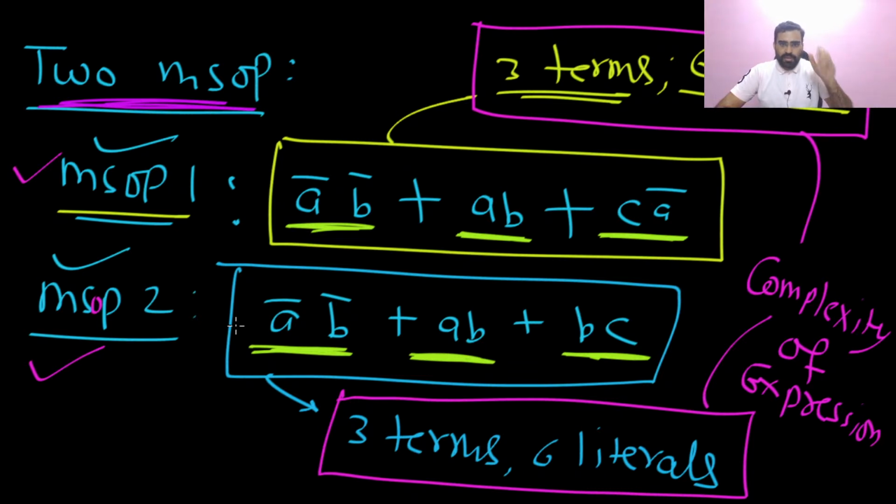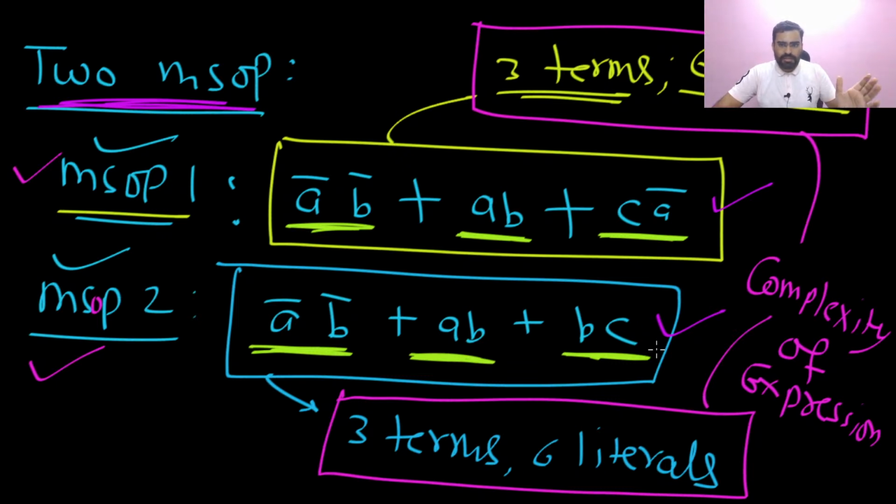Two expressions you have. This is also an SOP expression, this is also an SOP expression. Here also you have three terms, 6 literals. Here also you have three terms, 6 literals. So tell me, which of them is smaller? Can you tell me which expression is smaller?